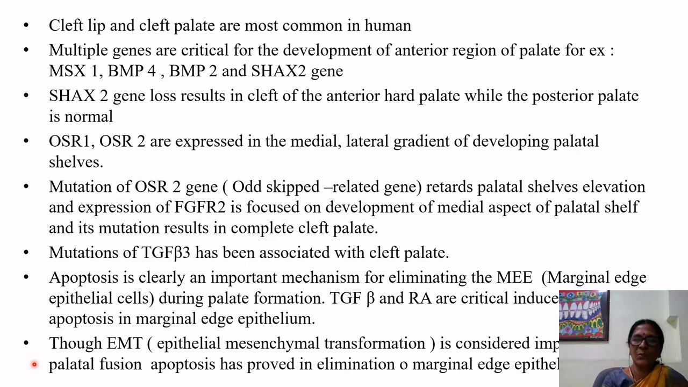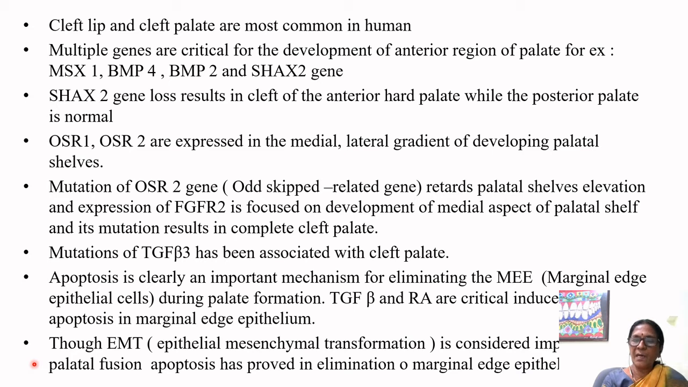Mutation of the OSR2 gene, that is the odd-skipped related gene, retards the palatal shelves elevation, and expression of FGFR2 is focused on the development of the medial aspect of palatal shelf, and the mutation of this gene probably results in a complete cleft palate. Mutations of TGF beta 3 have been associated also with cleft palate. And apoptosis is clearly an important mechanism for eliminating the marginal edge epithelium during palatal formation.